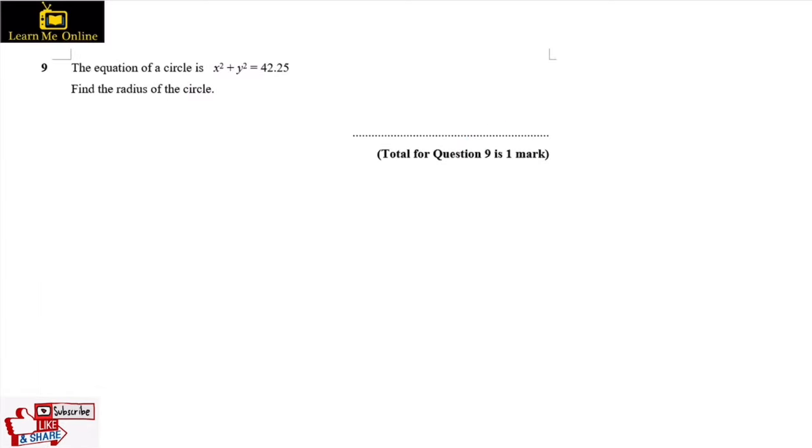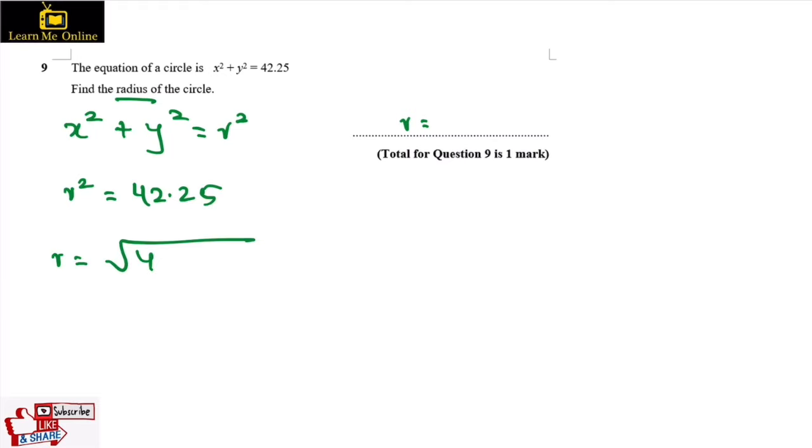Here we have got the next question, which says that the equation of the circle is x squared plus y squared equals 42.25. Find the radius of the circle. I'm going to start by writing down the original equation of the circle, which is x squared plus y squared equals r squared. If I compare them together, we see that r squared given here is 42.25. Because this says find the radius, which is just the r value, you do the square root of 42.25 and it gives you the answer, which is 6.5. So the radius would be 6.5. It's just for 1 mark.